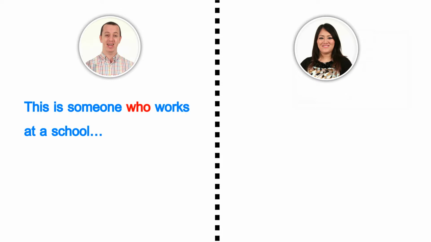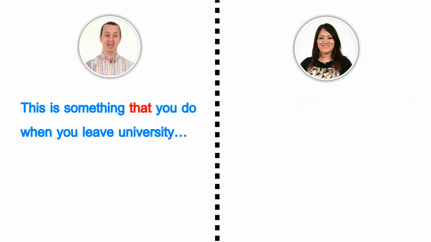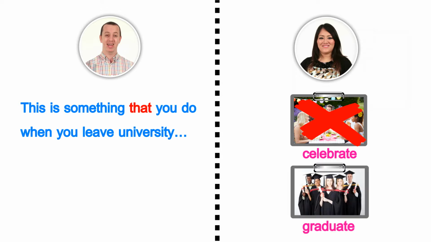Okay, so let's try another one. This is someone who works at a school. A teacher. Yeah, okay, that was pretty easy. Okay, it's good. Let's make it a little bit more difficult. This is something that you do when you leave university. Celebrate. You do celebrate, but that's not the answer. Oh, okay. Must be graduate then. Okay, it is graduate. Very good.